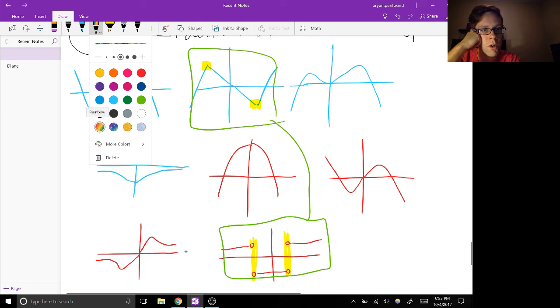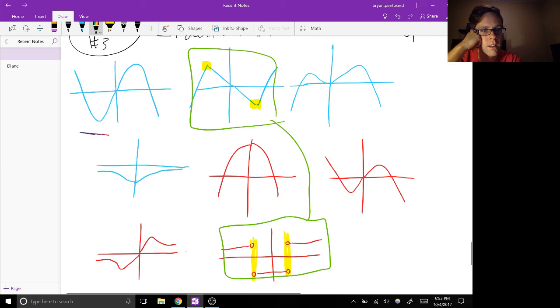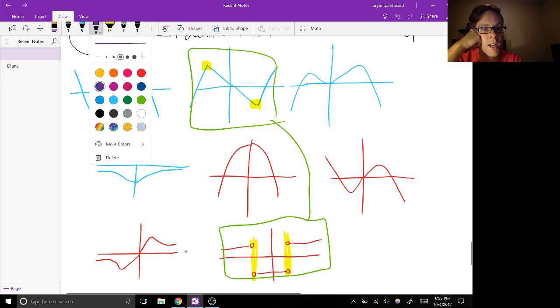What, is this like a rainbow color? What the hell? Can I really do rainbow colored? That's crazy. Okay, I'm not going to do that because that'll be weird. Well, I'll pick just a straight up color. Maybe I'll do purple.